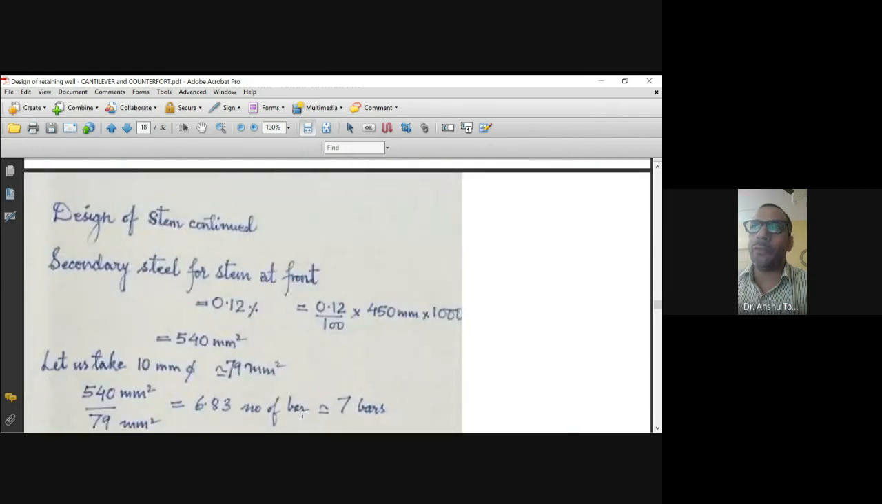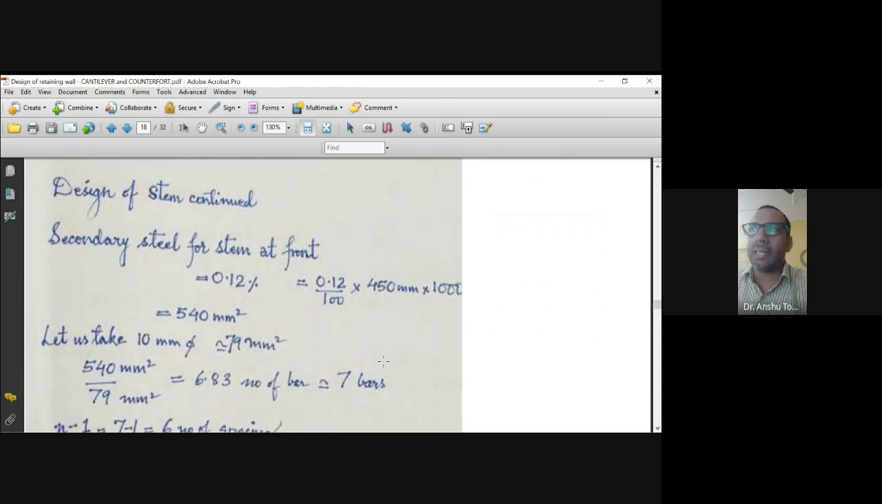Now design of stem continued. What is left over? Secondary steel for stem at front part. This was at the back part where the earth has been retained. In the front part there is no retained earth. It is only that we are having a cantilever action like this.